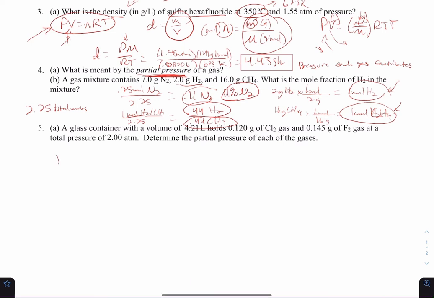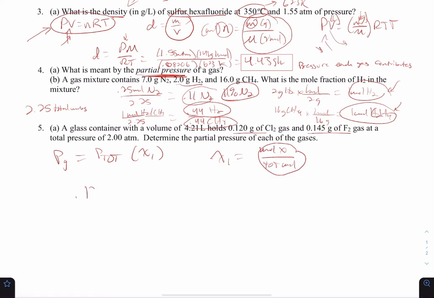So remember that the partial pressure of the gas is going to be the total pressure times the mole fraction of each gas. And the mole fraction is the moles of that gas over total moles. So what we have to do is turn each of these values into moles of those substances, then find the mole fraction for each, and multiply it by the total pressure.